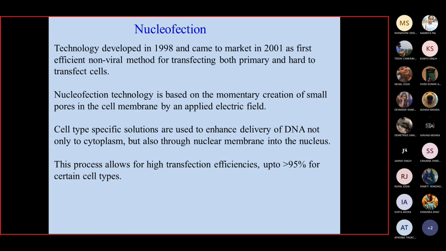There was another technology which was called nucleofection. Okay, this technology was developed in the late 90s and came to market in the early 2000s as an efficient non-viral method for transfecting both primary and hard to transfect mammalian cells. Some mammalian cells are really difficult to do this.